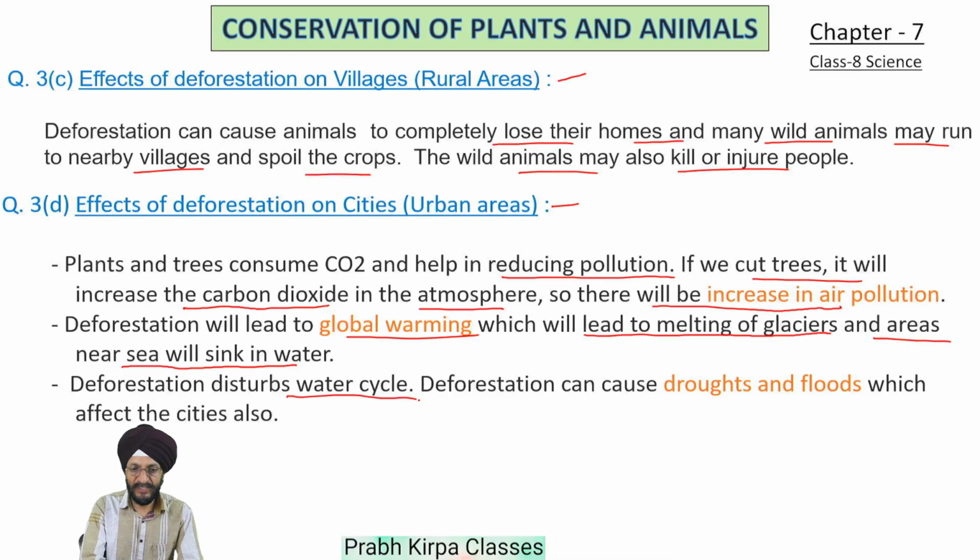Deforestation disturbs the water cycle. Deforestation can cause droughts and floods which affect the cities also. It is also possible that the wild animals may come into the cities, which may result in human and wildlife conflict.